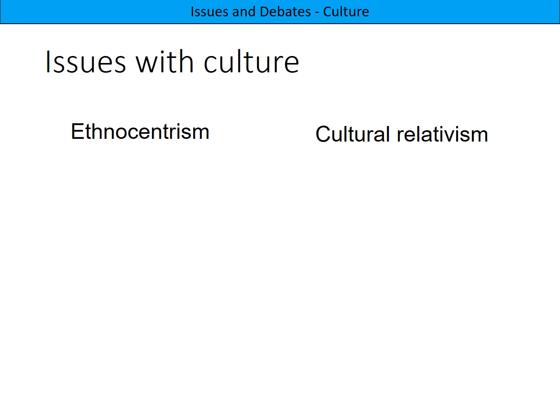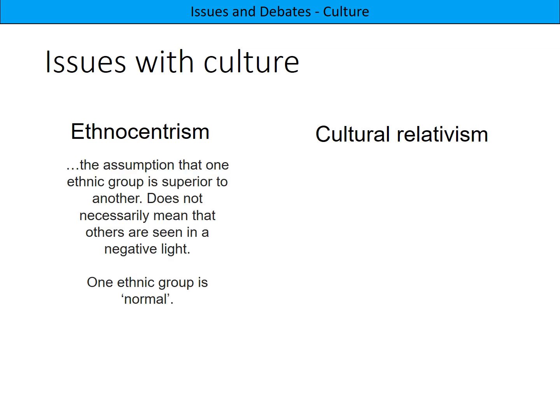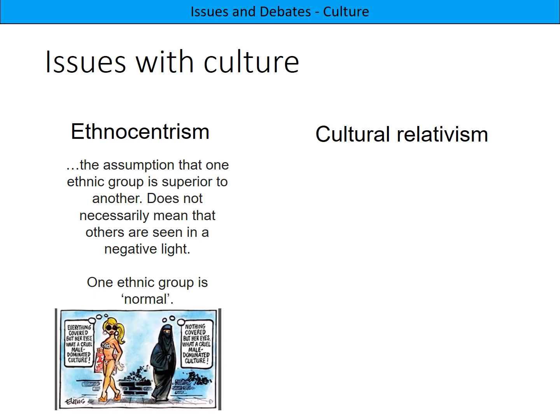So next two keywords, we've got ethnocentrism and cultural relativism. Ethnocentrism is the assumption that one ethnic group is superior to another. It doesn't necessarily mean that others are seen in a negative light, however. It just means that one ethnic group is normal. And here you can see an image to illustrate this.